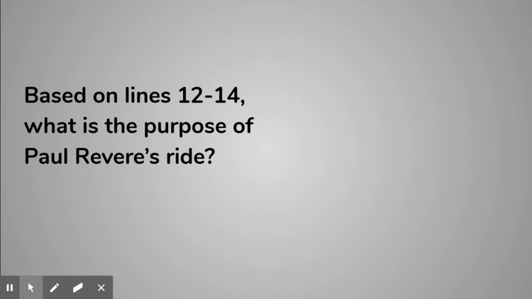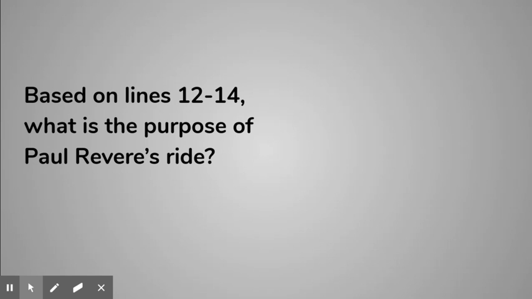And if you look at lines 12 through 14, so 12, 13, 14, find those and tell me what is the purpose of Paul Revere's ride? What is he going to do? So look at lines 12, 13, and 14.